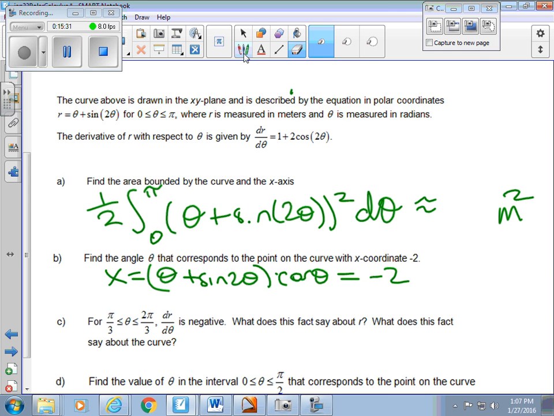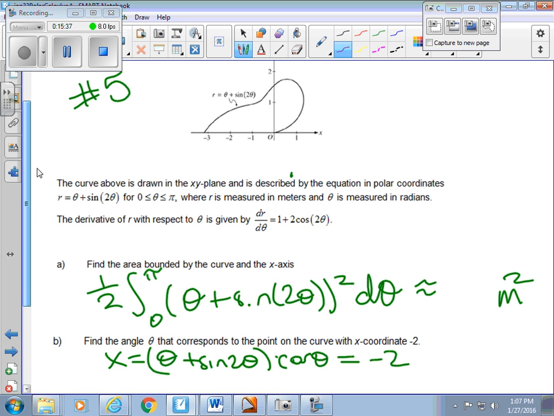All right, Patrick. Sorry, I think I paused too long. Area bounded by the curve. This is a calculator problem. We're going to go from 0 to pi, 1/2 integral from 0 to pi of r squared d theta. And we get 4 point, what do we get? Meters squared.